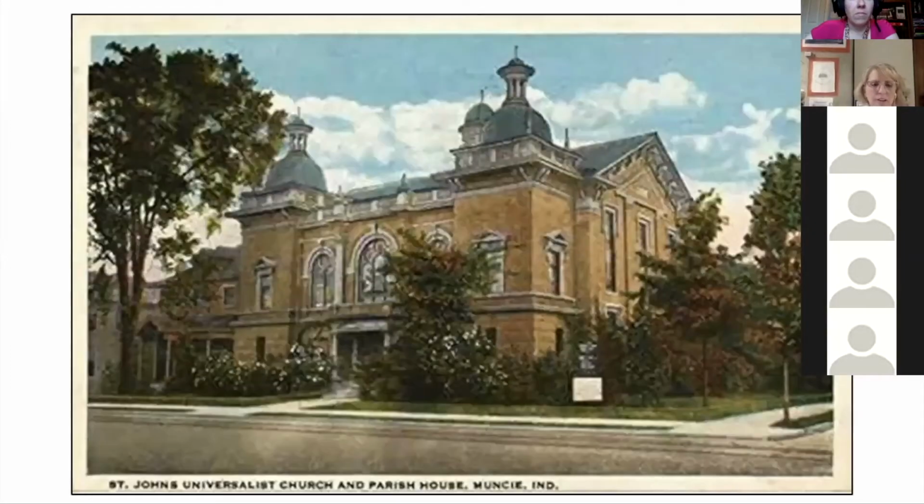And then one of the other graduates was Ida Houston Harper, and we'll be talking more about her in a second. But they actually had their classes in the basement of the St. John's Universalist Church.